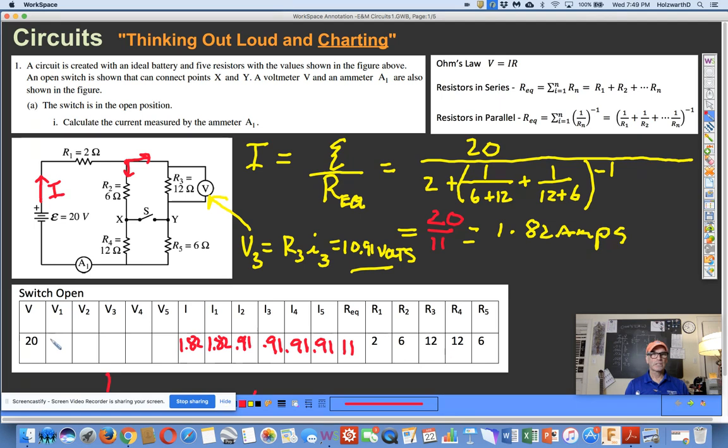Or no, excuse me, I take that back. That's V3. So right here. So that'll go in there as a 10.91.